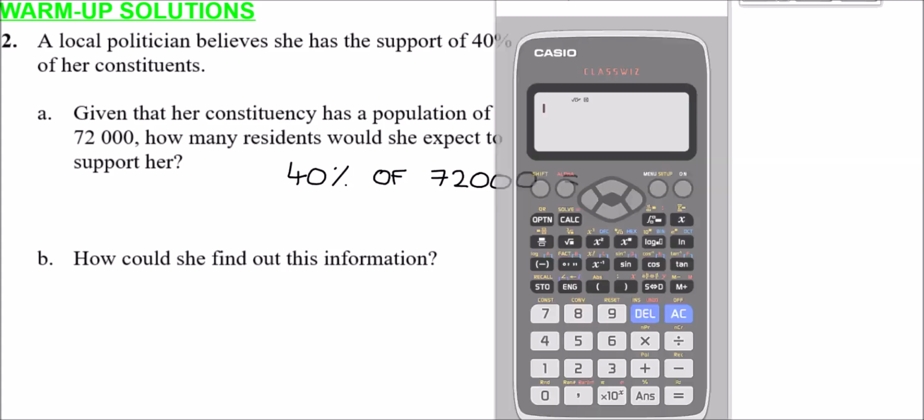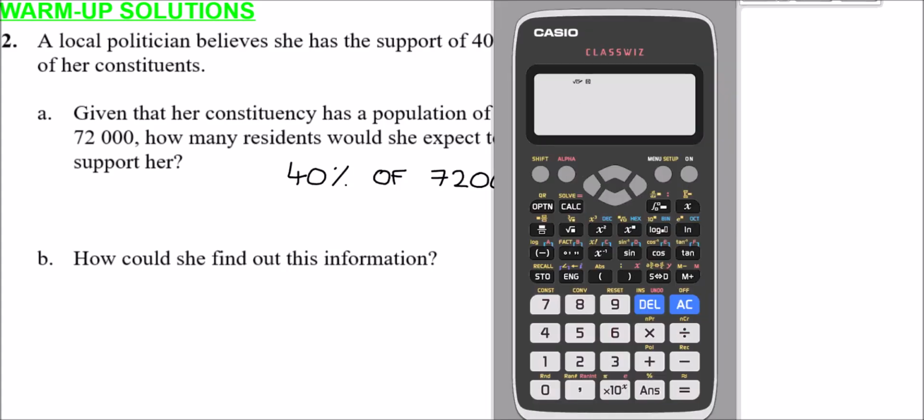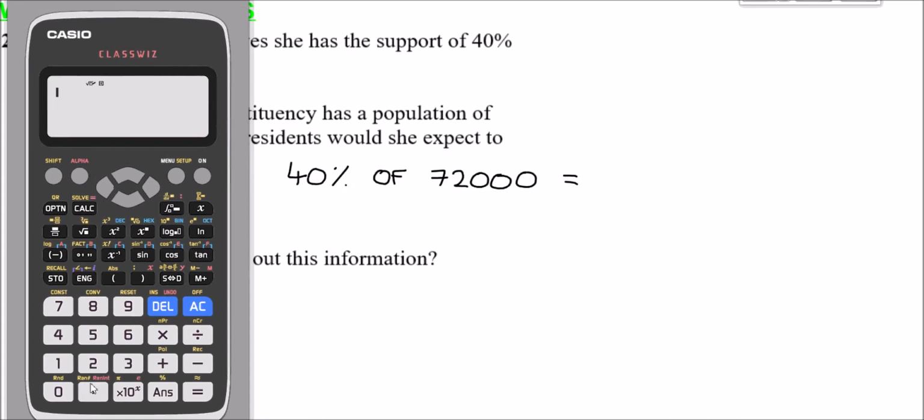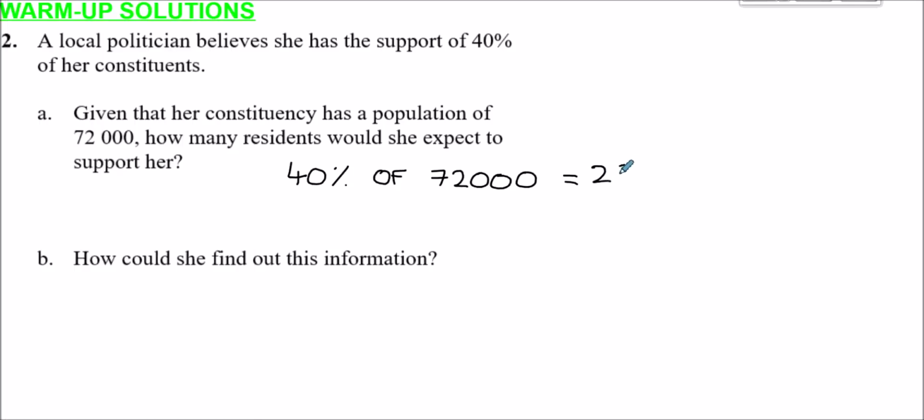So using the calculator, or if you want to do it in your head, you can do. I wouldn't advise it, to be honest. I'd advise you, if possible, to do almost everything in your calculator. So 40%, 0.40 of 72,000, that comes out as being 28,800.